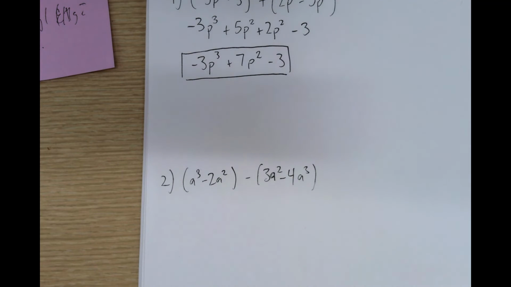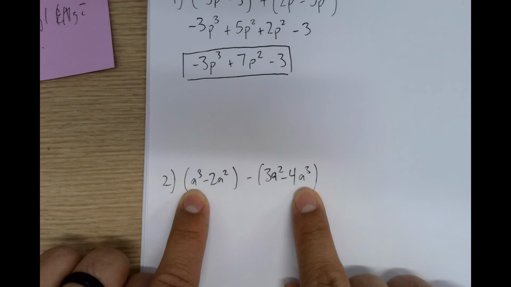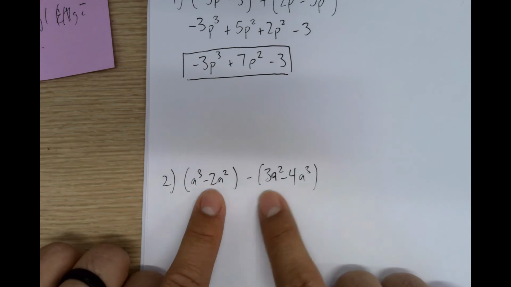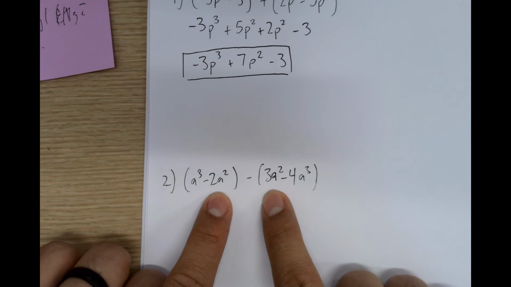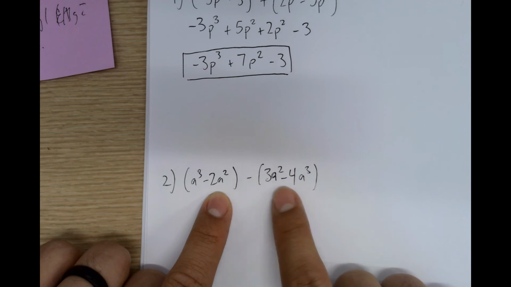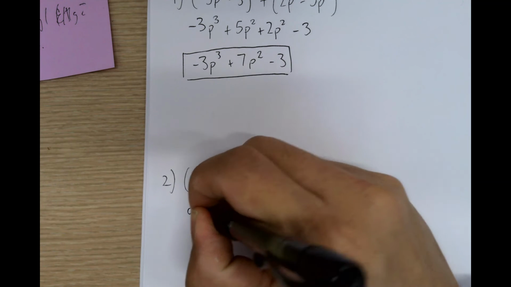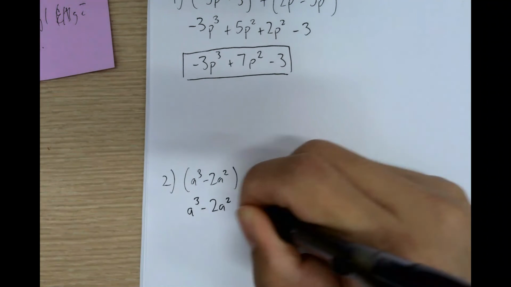Okay, so here, the first thing I want to consider is, what are the like terms? You can see here there's a to the third power, and then there's negative 4a to the third power. So those would be like terms. The second like terms would be negative 2a squared and the 3a squared. You can see here there's a negative in front of the parentheses. So what I can do is distribute that negative first. Let me go ahead and rewrite this to show you that I'm going to distribute the negative.